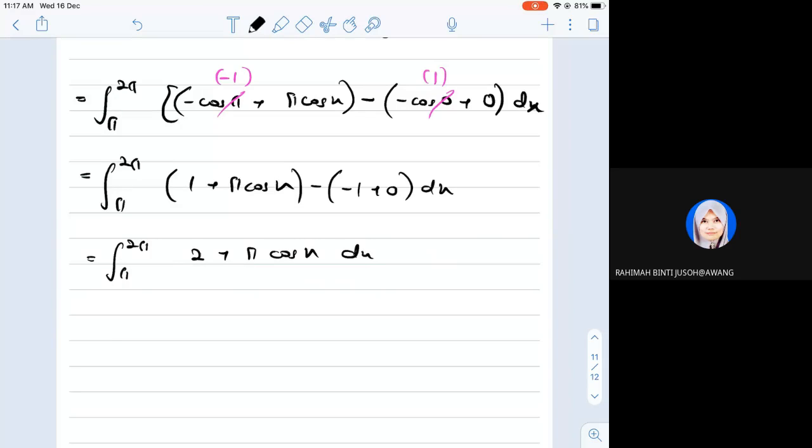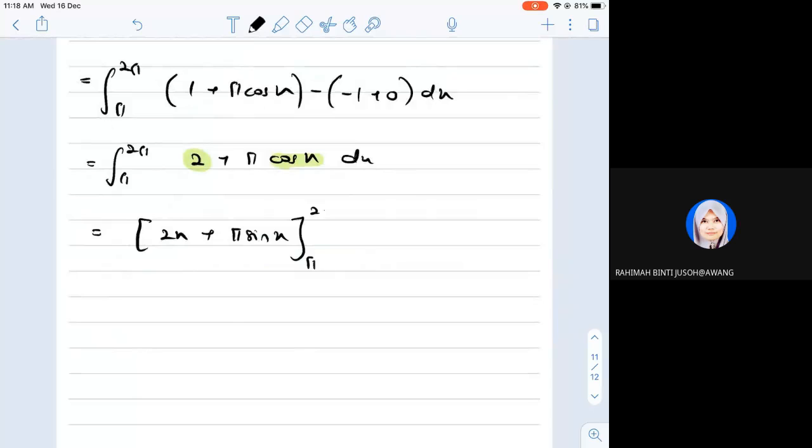Plus pi cos x dx. Okay guys, now integrate 2 with respect to x, we will get 2x. Yes, we will get 2x. Integrate cos x: pi is just a constant. Integrating cos x gives pi sin x. So plus pi sin x. Pi is just a constant multiplier. Just put it back. So substitute pi and 2 pi.